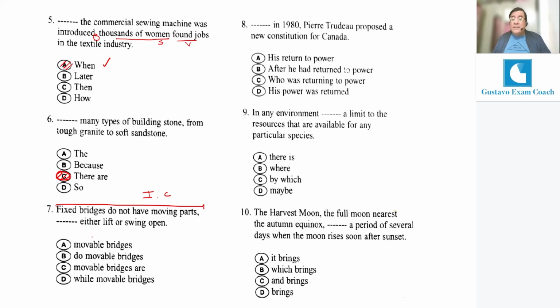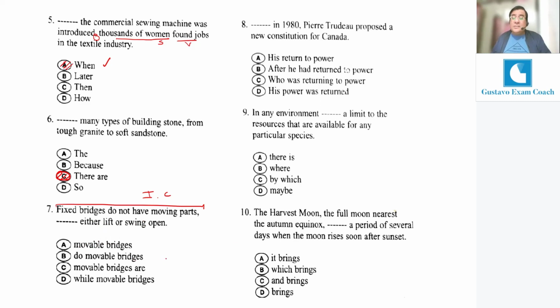It has to be a complex sentence, and we need to look for a subordinator that makes more sense, completing the idea of this independent clause. So movable bridges. If we say movable bridges either lift or swing, we would have just an independent clause.